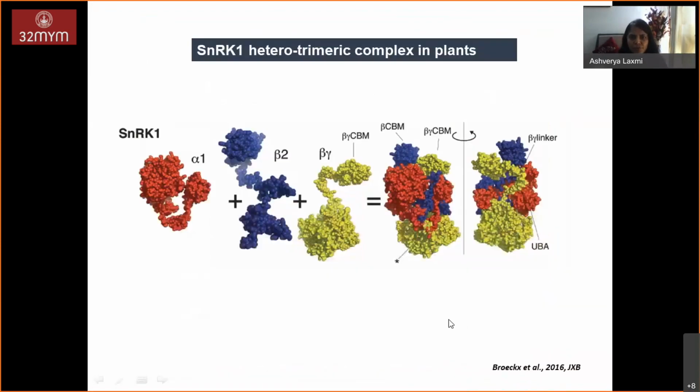Now coming to the SnRK1 structure, just to show you what this interaction tells us. This is the alpha subunit of SnRK1, this is the beta subunit, and this is the beta gamma subunit, and it is a trimeric structure. This protein is basically constitutively present in plants, and its degradation is the main factor which can control its downstream responses.